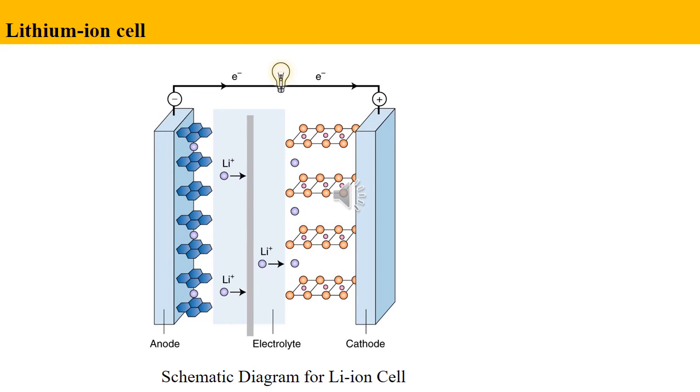This is the schematic diagram of the lithium ion cell. Mainly it consists of an anode, electrolyte, and cathode. Anode is a material made from carbon. Cathode is generally made from transition metal oxide, and the electrolyte is a lithium salt embedded in an organic solvent.